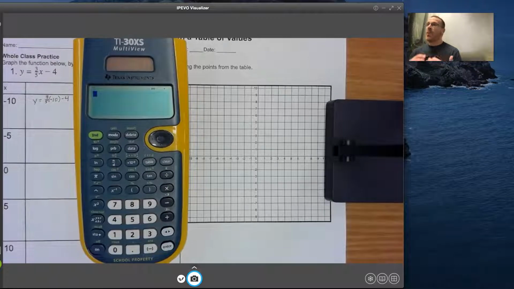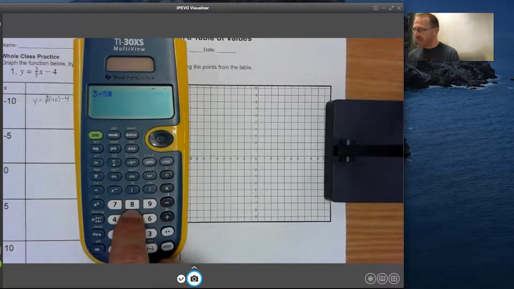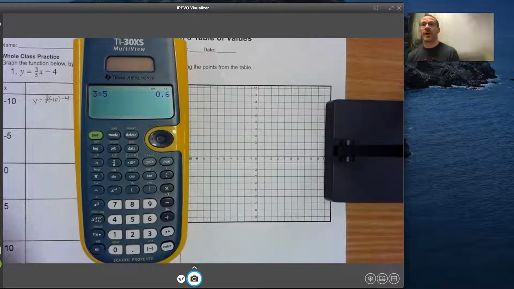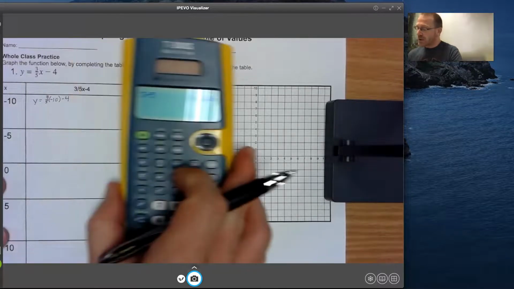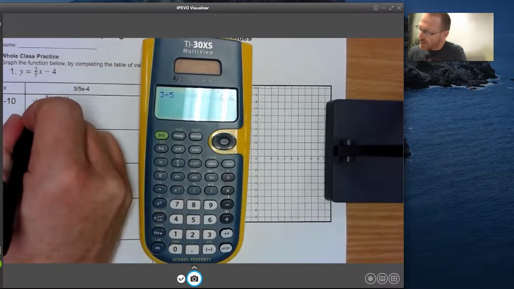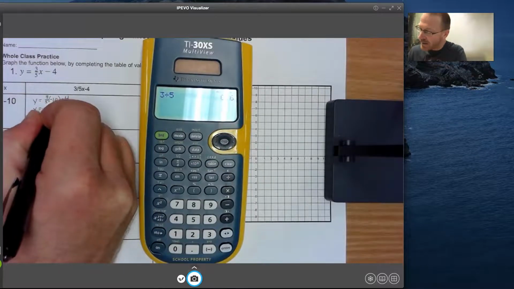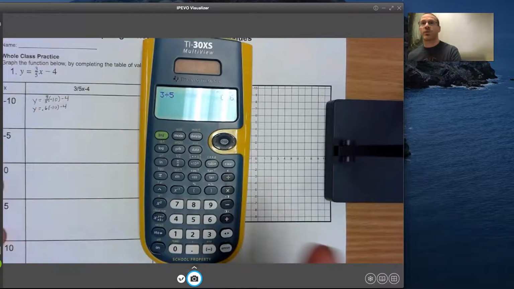One is that the bar means division. So if I want to do 3/5 on my calculator, I can convert it to a decimal by doing 3 divided by 5 and hitting enter. The decimal equivalent is 0.6. I can convert it to a decimal if I would like. So that would be 0.6 times negative 10 minus 4. So that's one way of doing the problem.